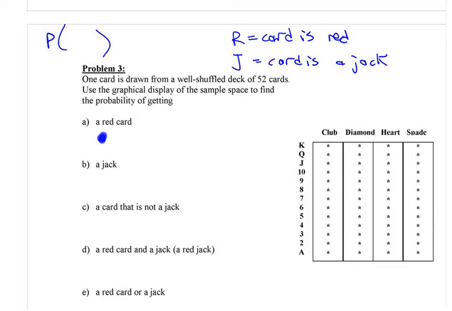So we want to look at what's the chance that this is a red card. I think we already know that, right? But we can highlight it here on the thing. Card's a red card.